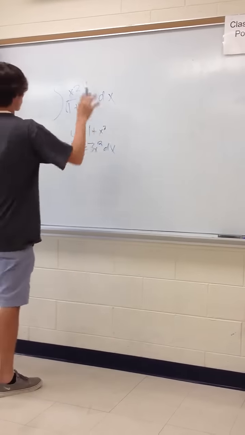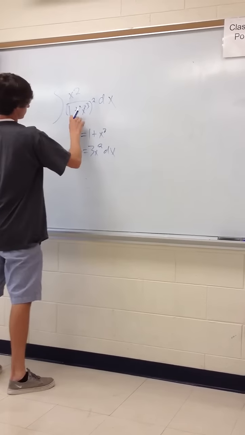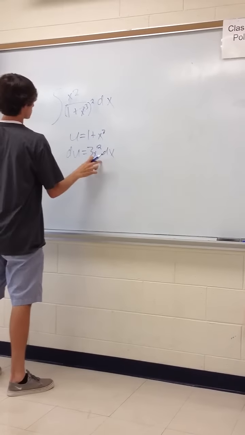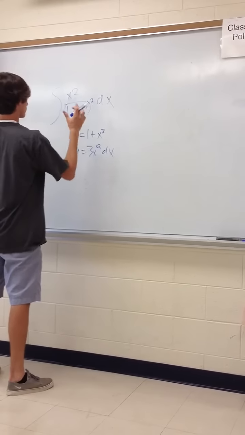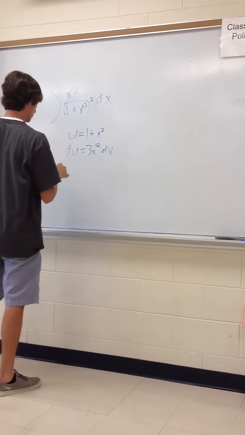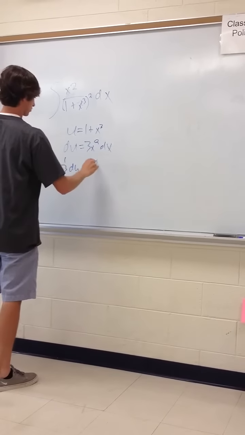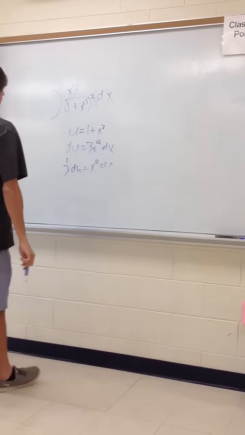Alright, so let's take a look at the original problem. So we have 1 plus x cubed right here, and we have a 3x squared, but all we need is an x squared. So you want to make this x squared. So I'm going to do 1/3 du equals x squared dx.